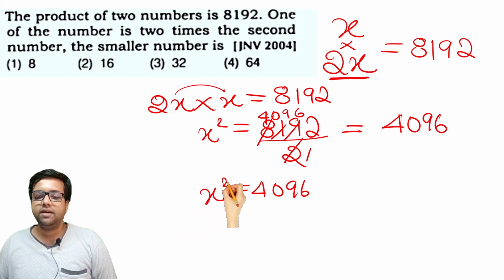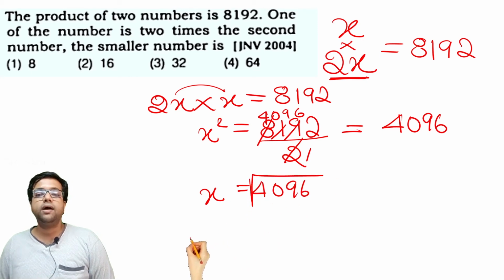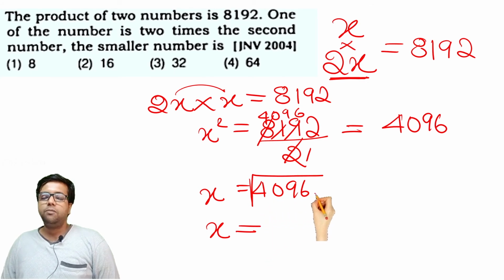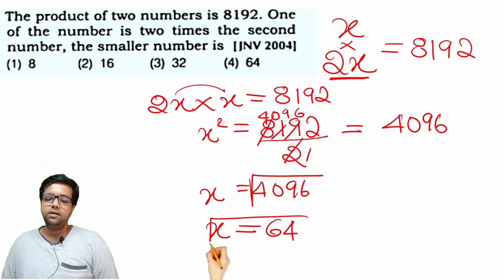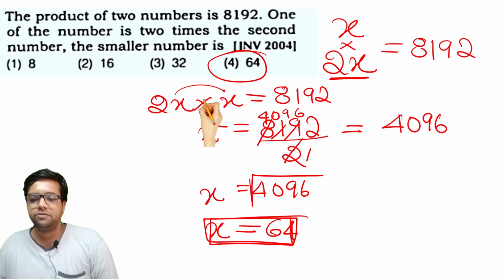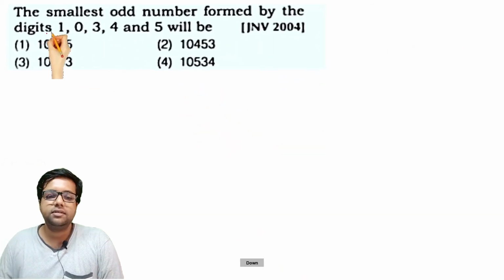You need to find the value of x, so take out the square and find the square root of 4096. You should know the square root of 4096. It is 64. The value of x is 64, which is available in your option number 4. So therefore option 4 is the right answer.